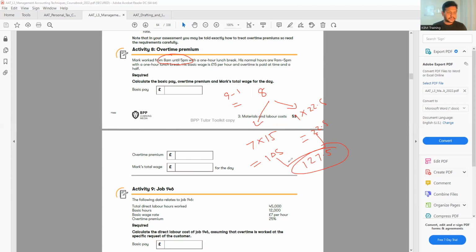Got it? Very well done. No problem. So this is a little bit tricky concept, because we mix it up sometimes, the overtime and the overtime premium. Don't mix it up.